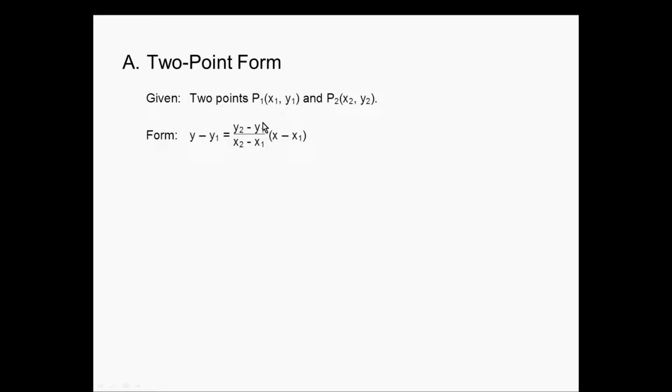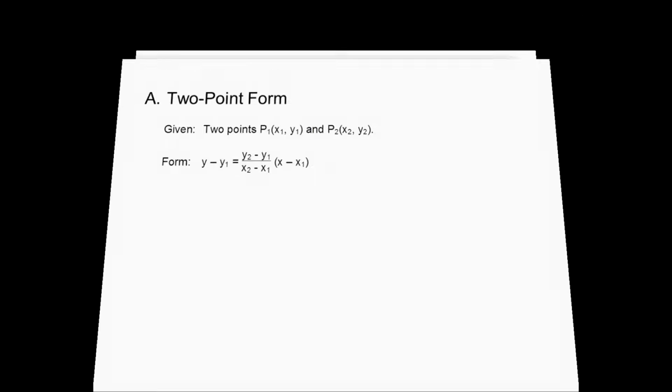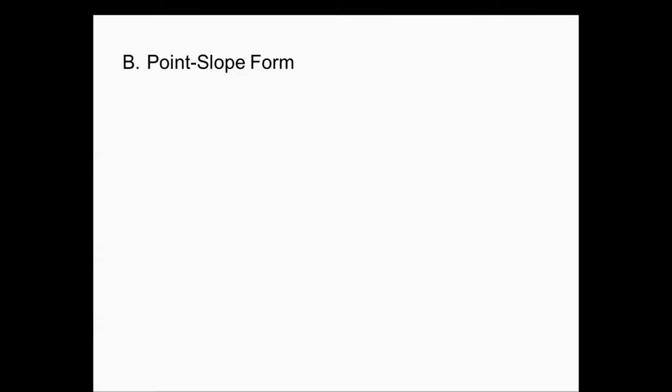Students usually don't like this form because of this awful looking fraction. But if you look at that fraction, that's really slope. So the 2-point form is going to make you calculate the slope. Because if you're given 2 points, you can find slope. We just looked at that. Now sometimes you're lucky and you don't have to calculate slope. It's given to you. So our second form, point slope form.